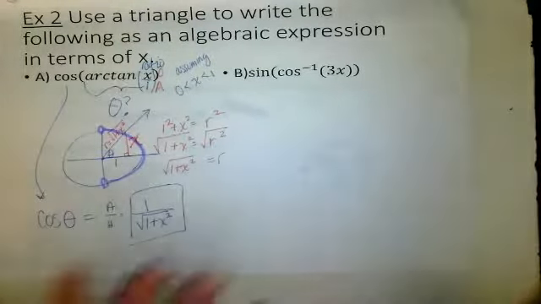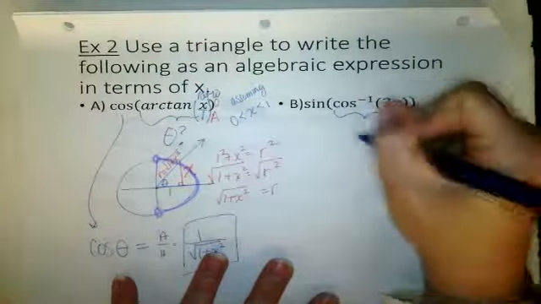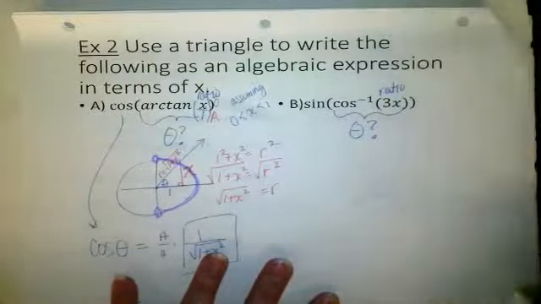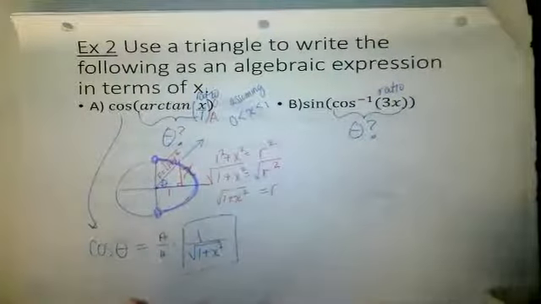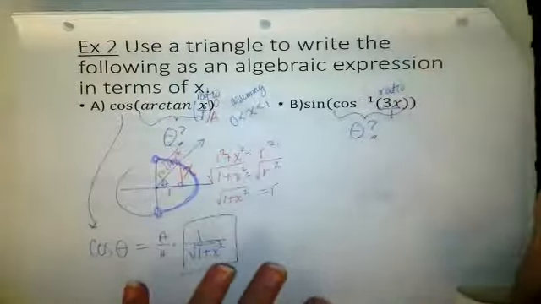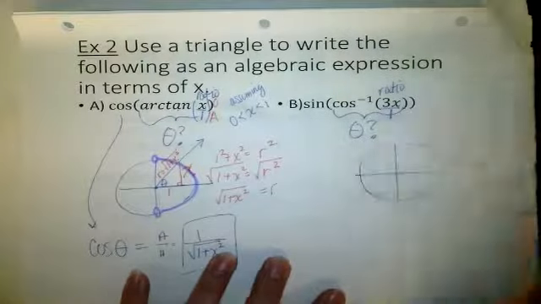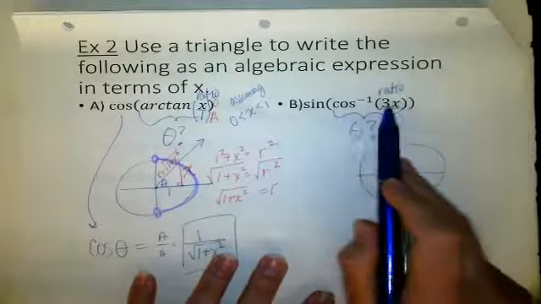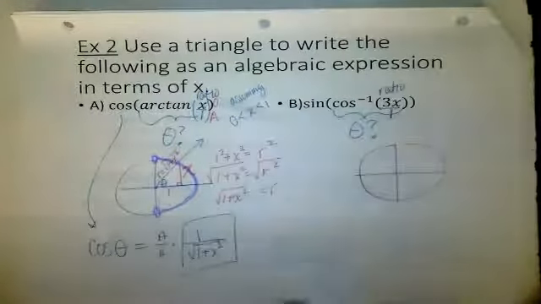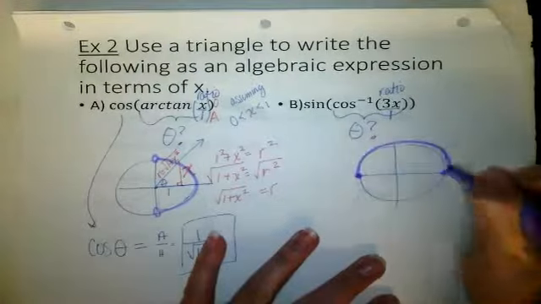Sine of cosine inverse of 3x. Again, cosine inverse says what angle has a cosine ratio of 3x? Well, where's the ratio? 3x over 1. Okay. And so we're going to think to ourselves, hey, we're going to draw a picture. Cosine inverse uses which part of the unit circle? The top half. Cosine inverse uses the top half.